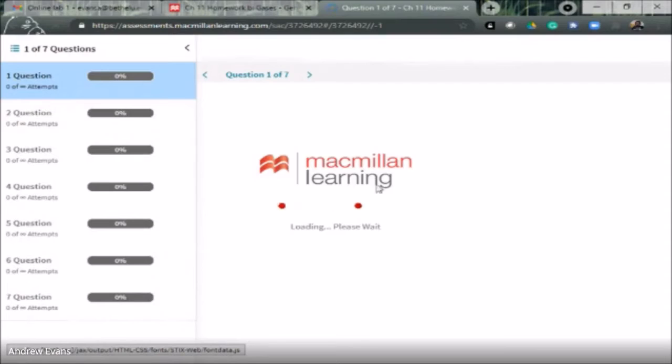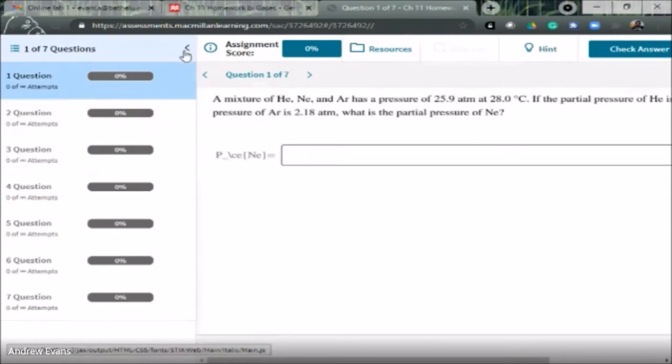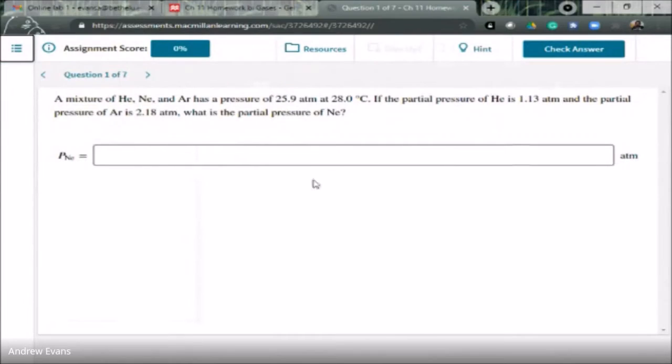Okay, here we go. This one, also 7 questions. Not too bad. It starts with Dalton. Dalton's pressure. The mixture of helium, neon, argon has a pressure of 25.9 atmospheres at 28 degrees C. So P total is 25.9. The pressure of helium is 1.13. The pressure of argon is 2.18. What is the pressure of neon?